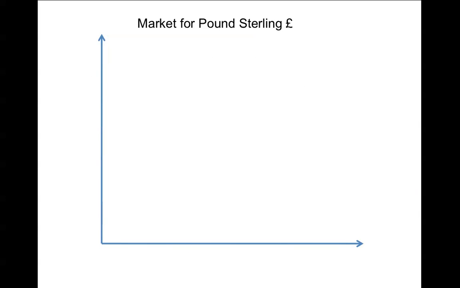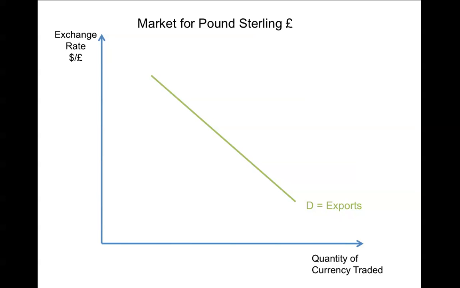So how does this work? Well, it's a simple supply and demand diagram. We've got to make sure we get the labels right. On the y-axis, we say exchange rate. I've said here pounds or dollars per pound, just as an example. And on the x-axis, we say quantity of currency traded. So we've got our demand. Now, demand is equal to our exports, because if people want our exports, they need to have our currency, so that's part of the demand for the currency.